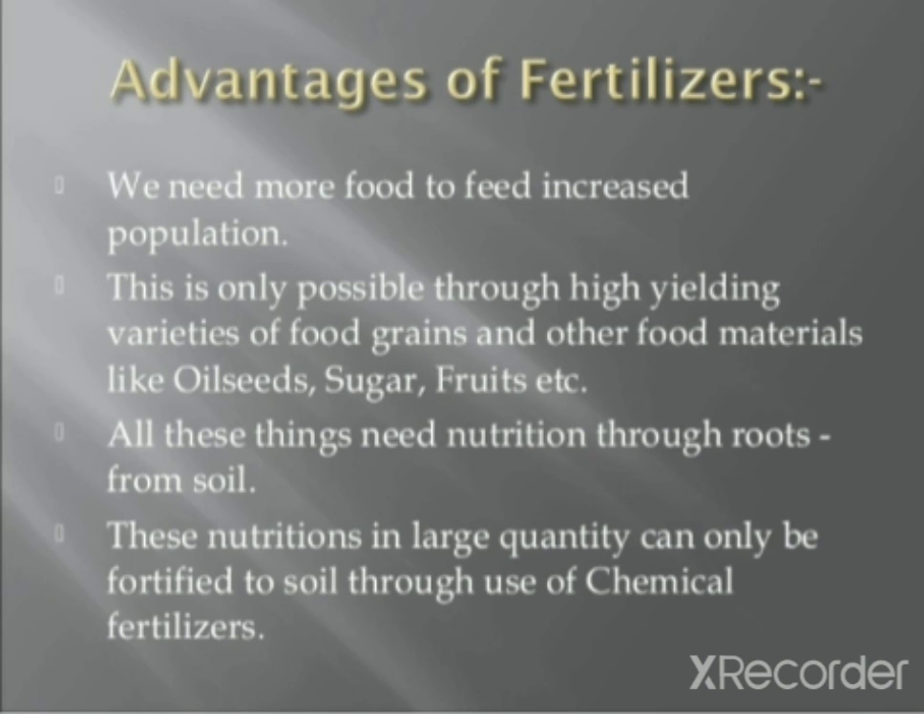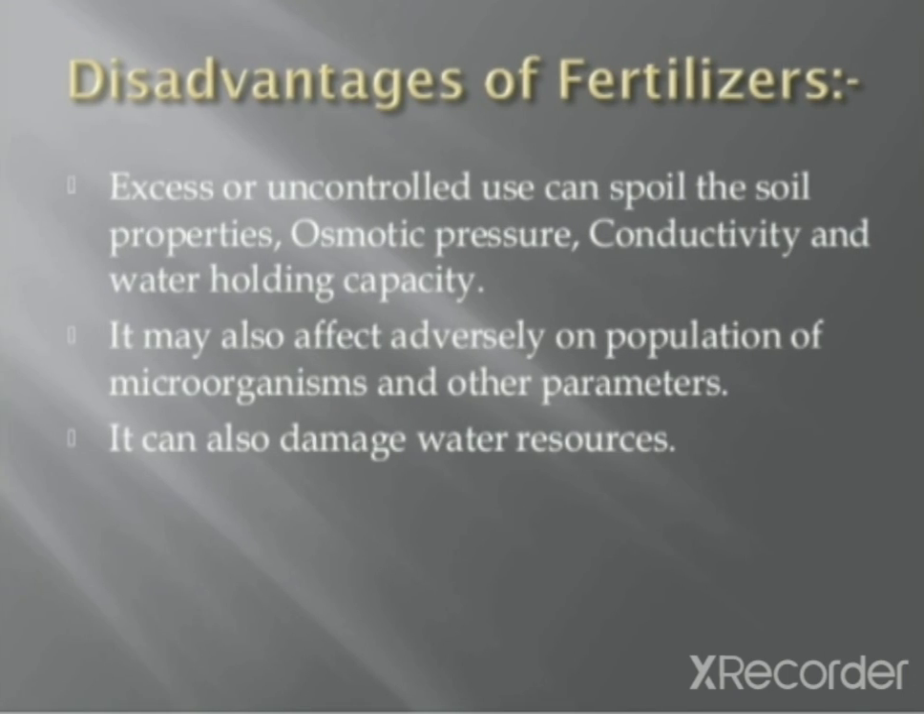Advantages of fertilizers. We need more food to feed the increased population. This is only possible through high yielding varieties of food grains and other food materials like oilseeds, sugar, fruits, etc. All these things need nutrition through roots from soil. The nutrition in large quantity can only be supplied to soil through use of chemical fertilizer.